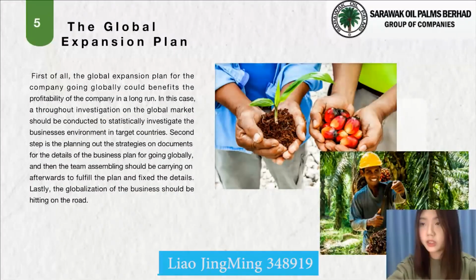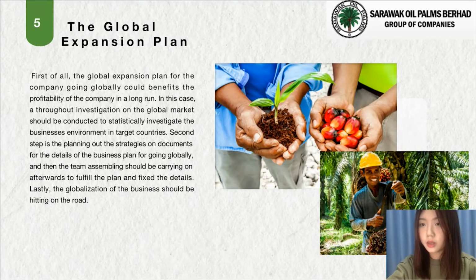Based on the recommendations given in the previous chapter, we came up with an implementation plan for the company. First of all, the global expansion plan for the company going globally could benefit the profitability of the company in the long run. In this case, a thorough investigation of the global market should be conducted to statistically investigate the business environment in the target country.